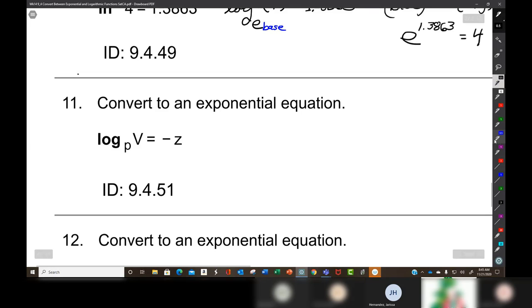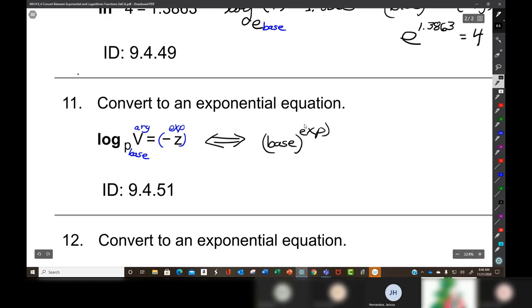Okay, we're almost done with this, with the easy part of it. Here's the base. Here's the exponent. Here's the argument. And I'm going to translate that to the format base raised to the exponent equals the answer or the argument.